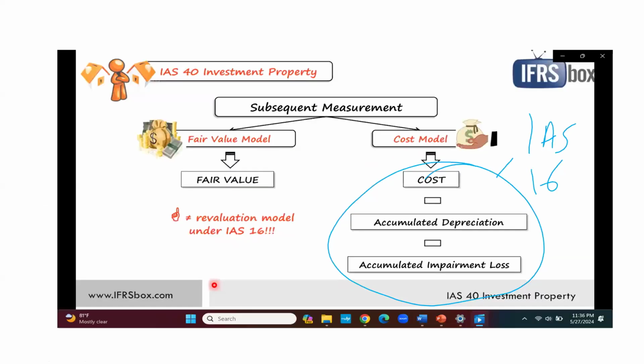So in an exam MCQ, I can bring the two subsequent measurement options: the revaluation model and cost model, fair value model and cost model. Definitely I will make sure that the revaluation model and cost model will be the first option, and a lot of you will be choosing it. So take note, in my exams you have to be vigilant.